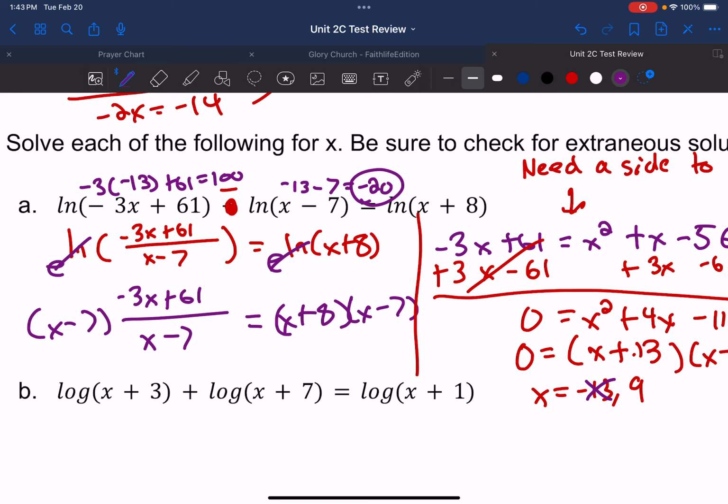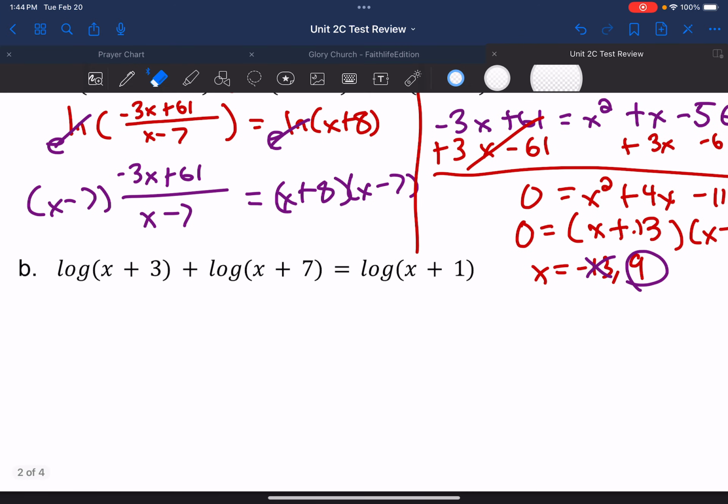So now I've got to check 9. Negative 3 times 9 plus 61. That is 34. And you can do it step by step. I'm just doing it for time's sake in my calculator. So then I've got 9 minus 7 to check it there. That's 2, that's positive. Okay, and then I've got to check it here. 9 plus 8, that's 17. Oh yeah, boom, good. So 9 works.